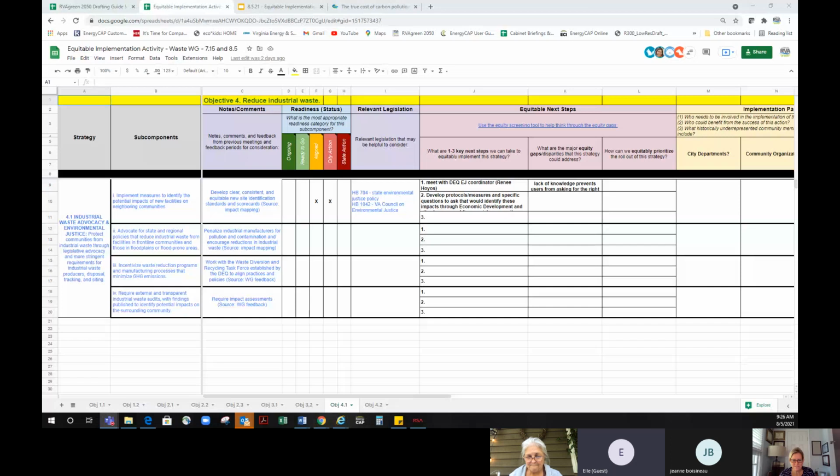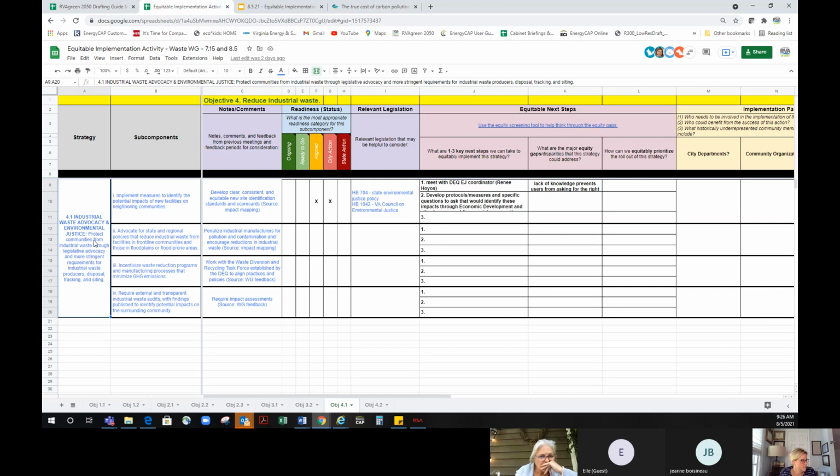Yeah. Okay, so we are talking about industrial waste advocacy and environmental justice. The strategy says protect communities from industrial waste through legislative advocacy and more stringent requirements for industrial waste producers, disposal, tracking, and siting. The first subcomponent was implement measures to identify the potential impacts of new facilities on neighboring communities.